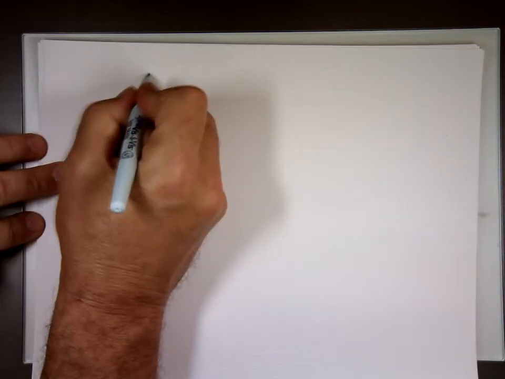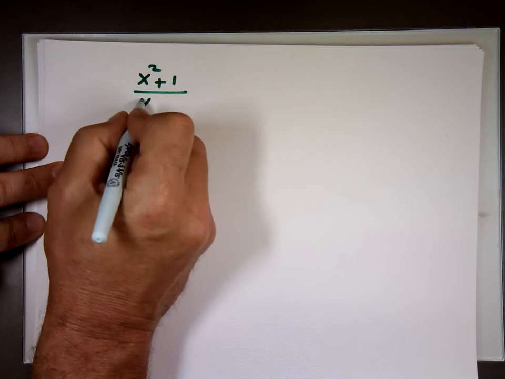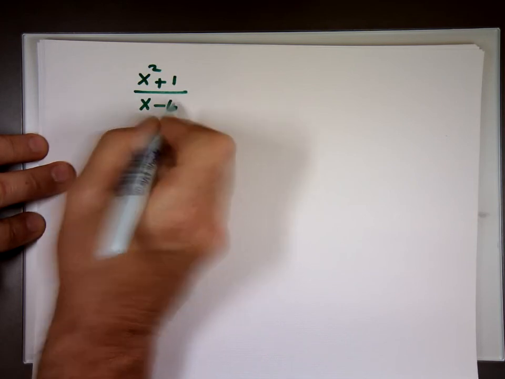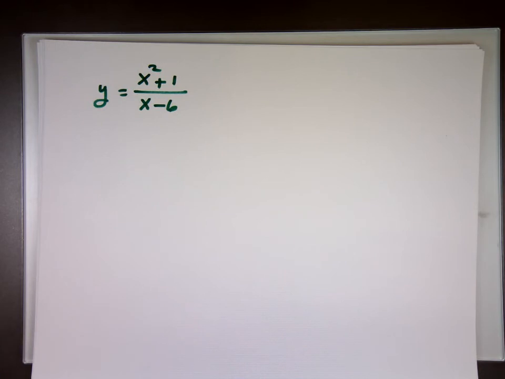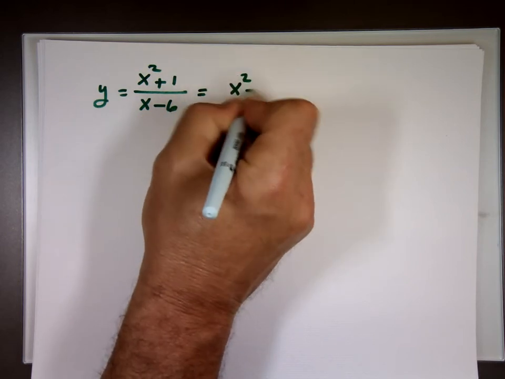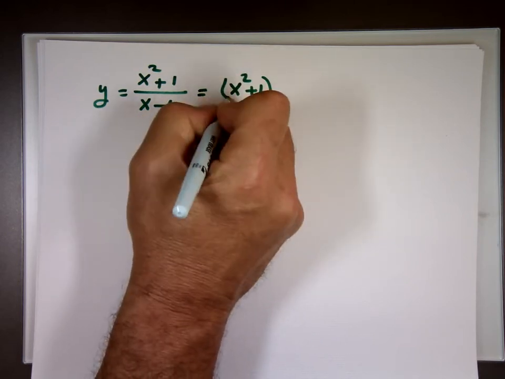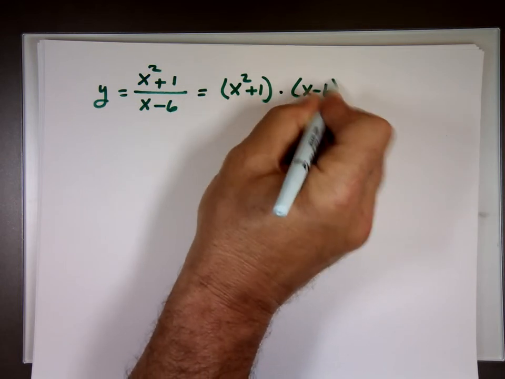When you have, let's say, x squared plus 1 over x minus 6, and you want to take the derivative. Go, I really don't like the quotient rule. I'm not a big fan of it. You can rewrite that as x squared plus 1 times x minus 6 to the power of what? Negative 1.